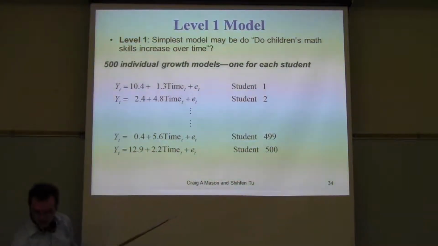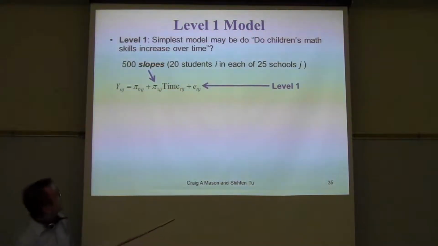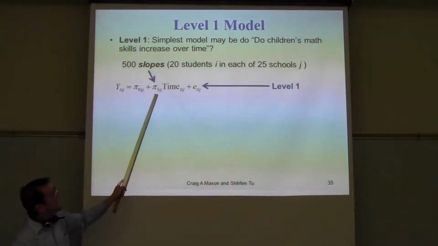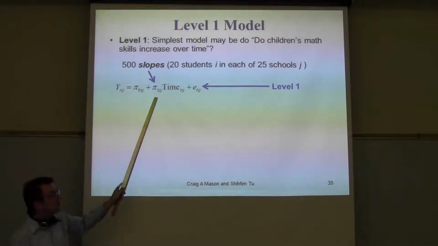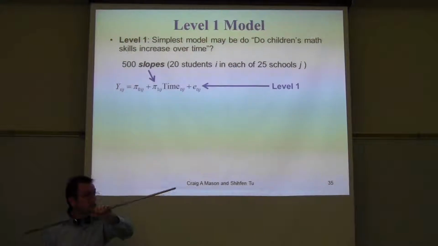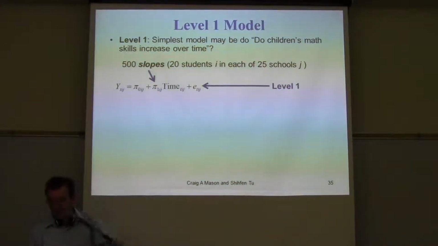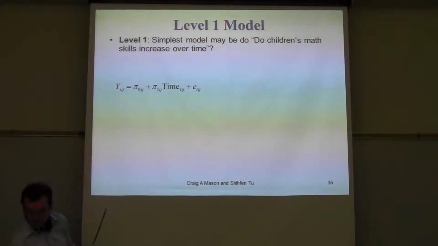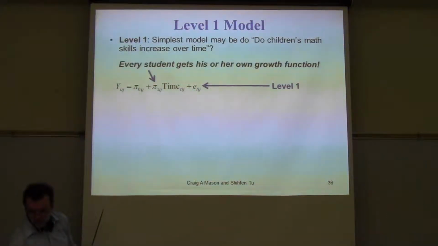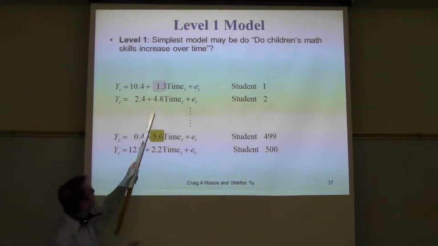This is another one I've added. So we've got those 500 individual growth models. So going back, we got the 500 intercepts, 500 slopes. Pi 1ij is just that slope. It's each student's individual growth, how much they change over time. So they get their own growth function. And as we can see, this is a little pale.